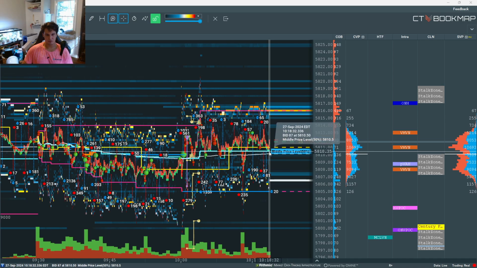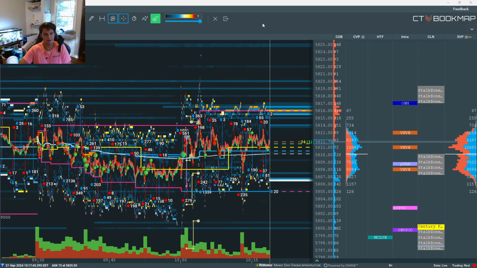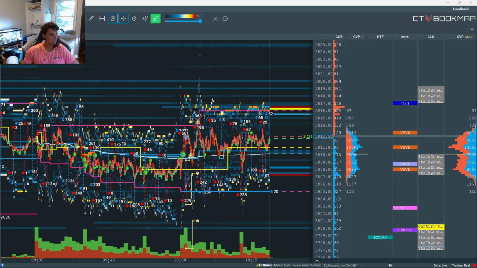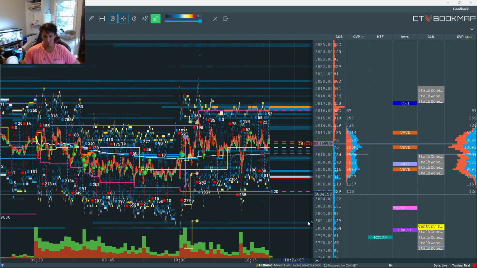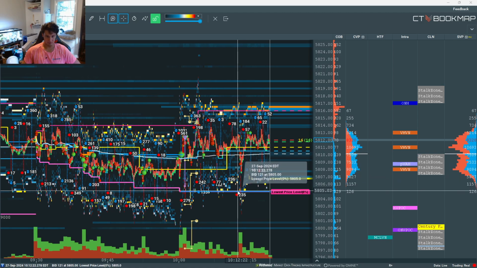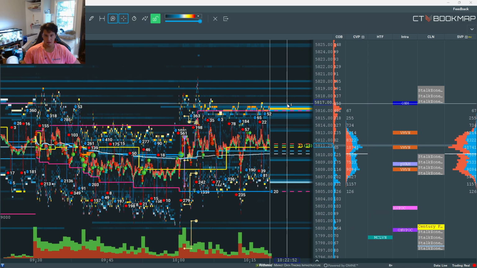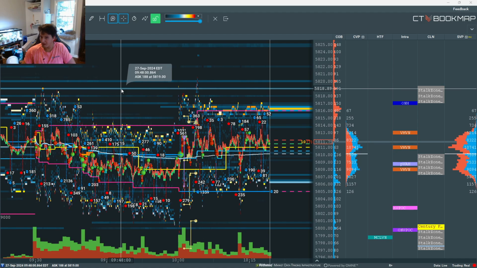I'm starting to think longs pretty heavily, so I have to be aware of that. I don't want to fall out of alignment here. Up here, I could look for mean reversion shorts. Down here, I could look for mean reversion longs. But we also have this. And if we get above this, then we have the 27.25 prior high of the day.